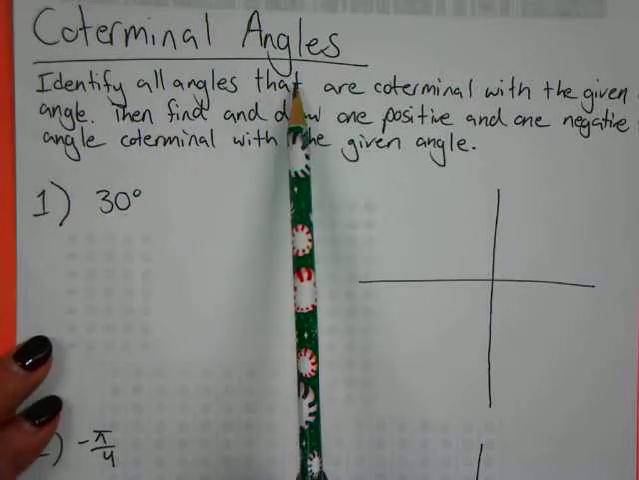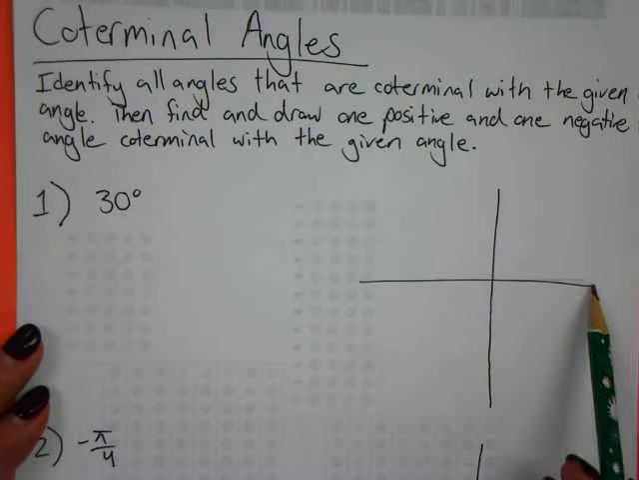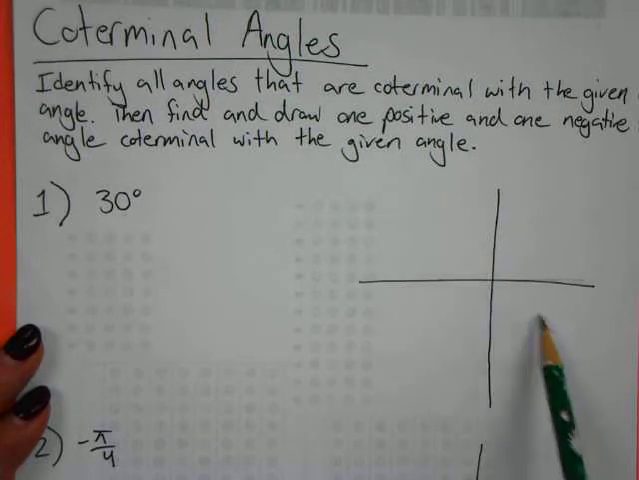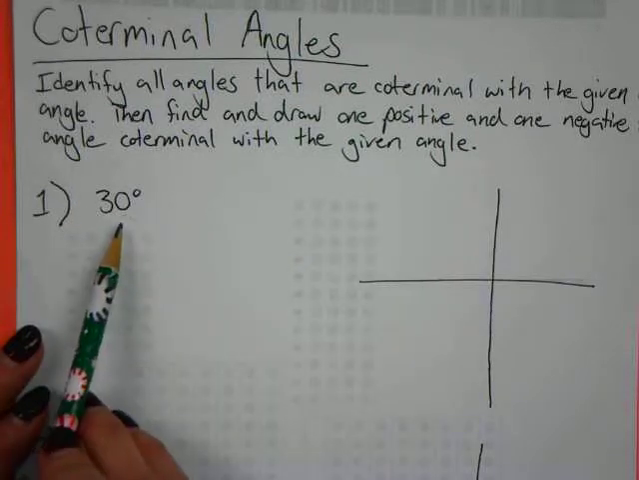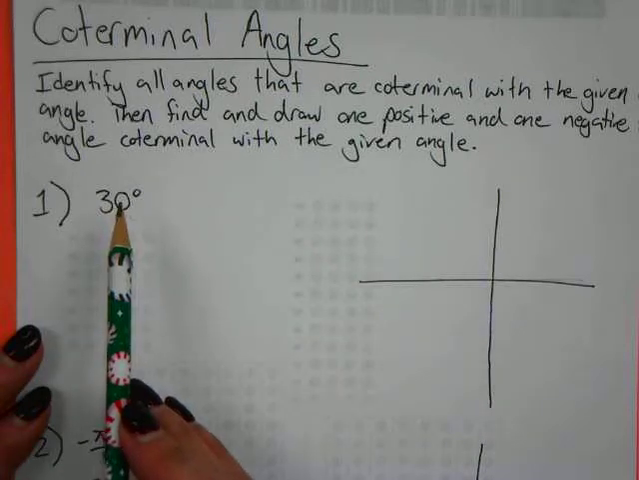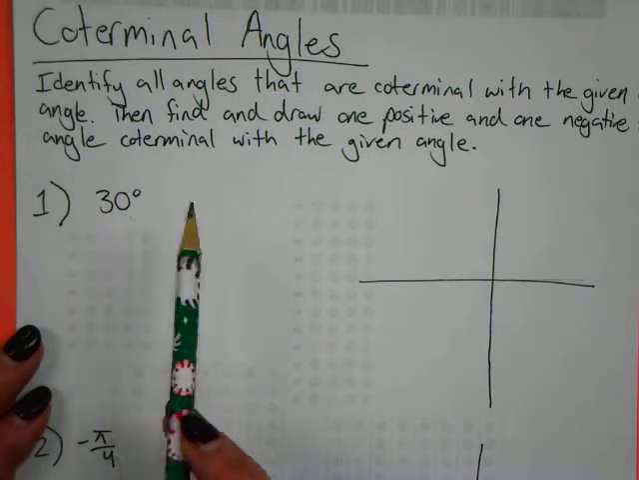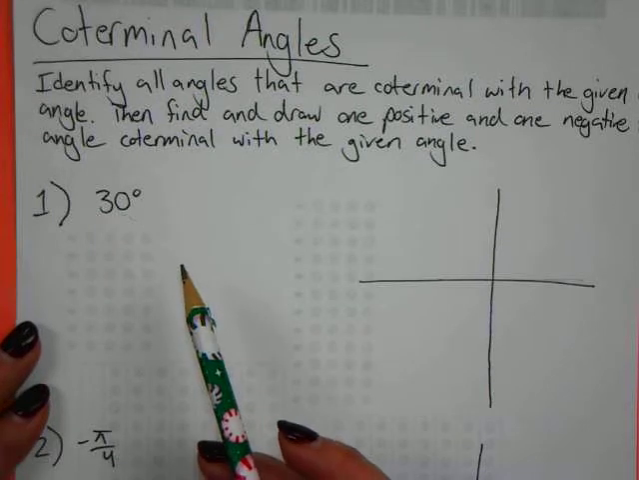A coterminal angle is an angle that has the same initial side and the same terminal side, wherever the end of my angle is, but it has a different measure. So it's something that in the picture might look similar to 30 degrees because it has the same initial and terminal side, but it's not going to be equal to 30 degrees. It's going to be equal to another degree measure. Okay, so let's think about that.